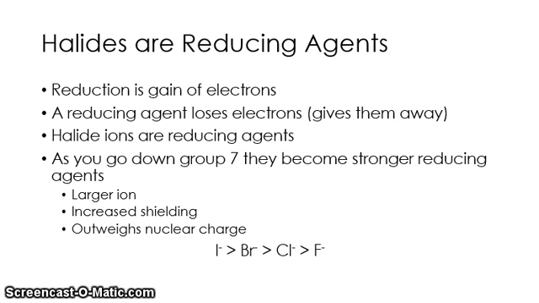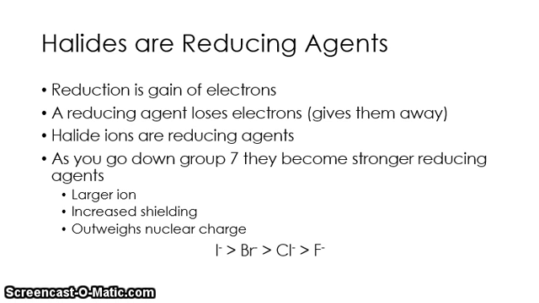So first things first, halides are reducing agents. You already know that reduction is the gain of electrons. Therefore, a reducing agent is a species that's going to lose electrons because it's going to give them away to something else and cause that to be reduced. So halide ions are reducing agents. You already know that halide ions are -1 charged. And as you go down group 7, they become stronger reducing agents.